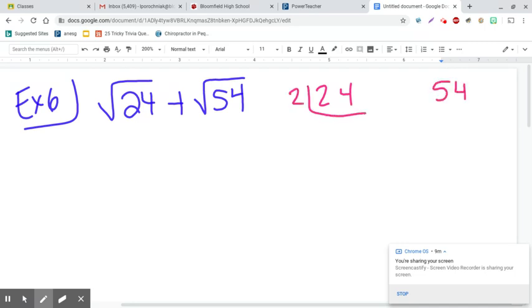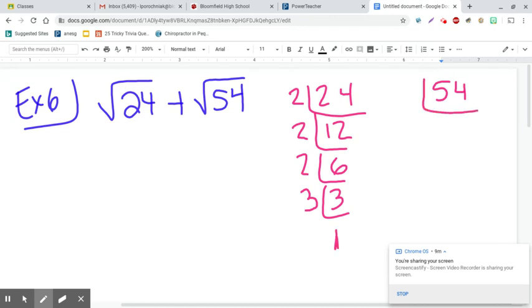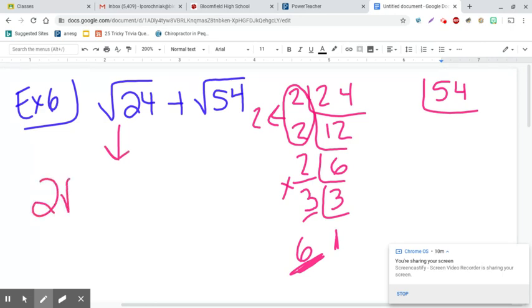Okay, 24 I'm going to do by 2, which gives me 12. Divide that by another 2, which gives me 6. I keep going because it's even. 6 divided by 2 gives me 3. Oh, not even, but it is prime, so the only thing that goes into 3 is 3, which gives me a 1 left over. That means that a 2 is coming out, but these are staying in. 2 times 3 is 6, so a 6 stays in and a 2 comes out. So this becomes 2 radical 6. All right, then plus.